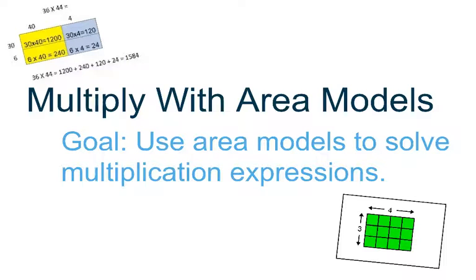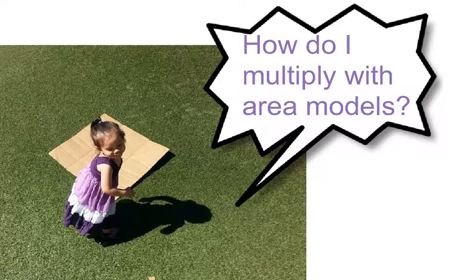In this lesson, you will learn how to multiply multiple digit numbers by using an area model. Our goal is to use area models to solve multiplication expressions. So, how do you multiply with area models? Well, some people use base 10 blocks to represent multiplication, but others use area models. Both are actually the same in order to represent multiplication. How do we do that?